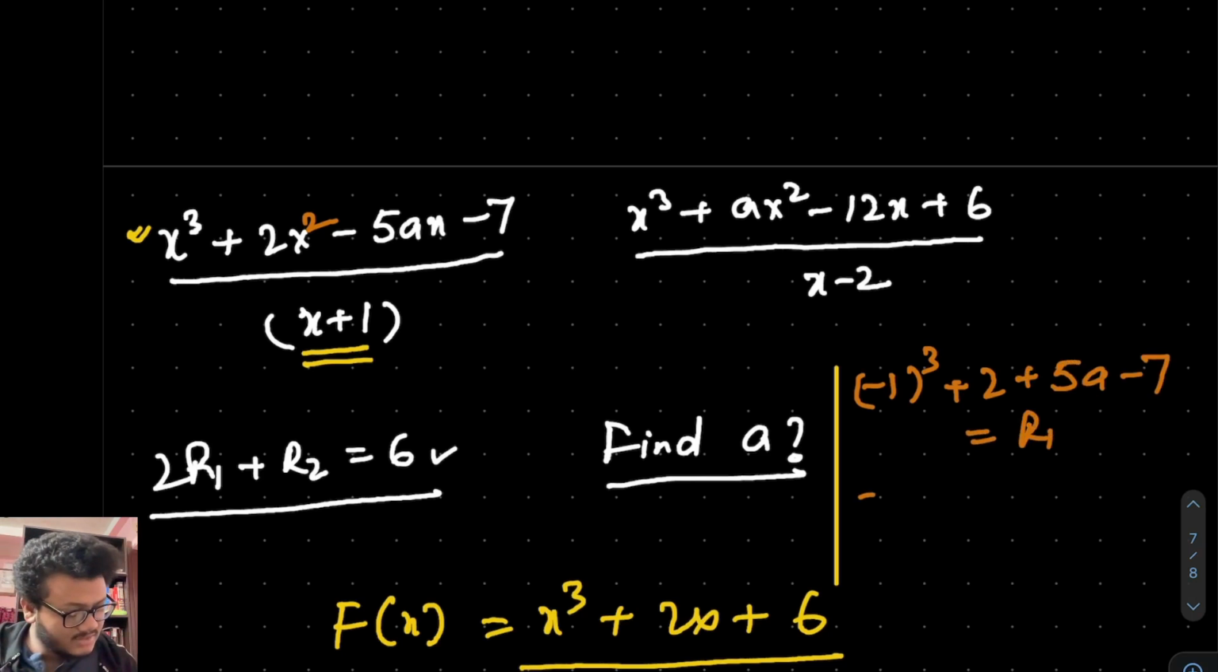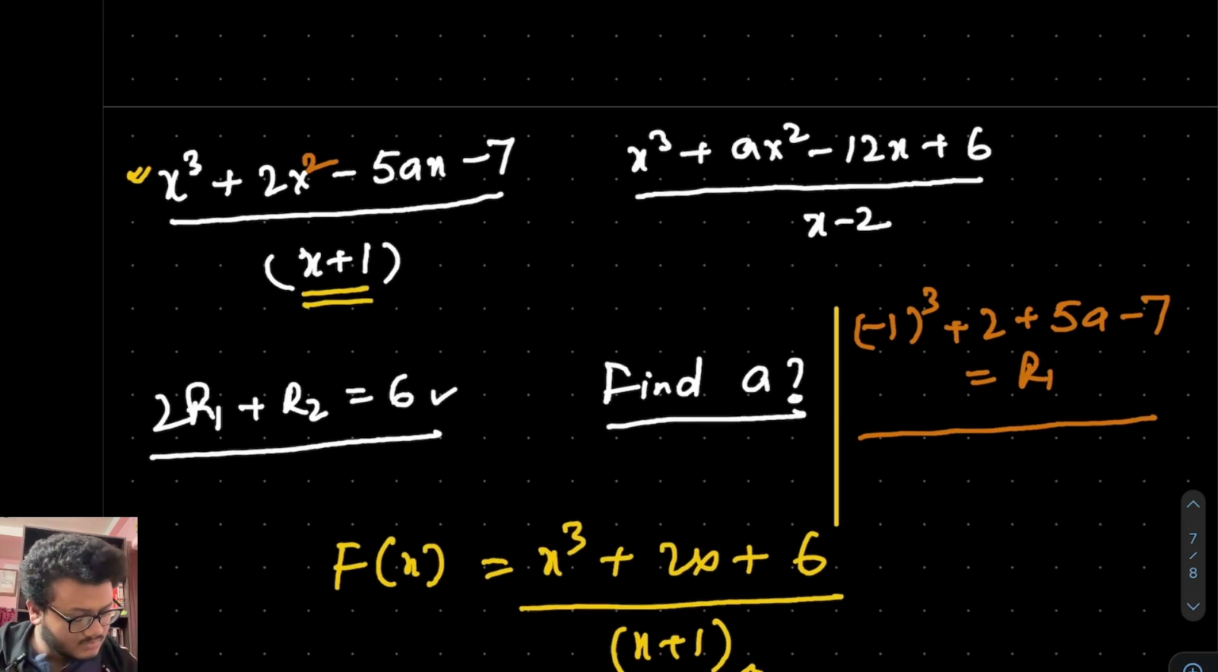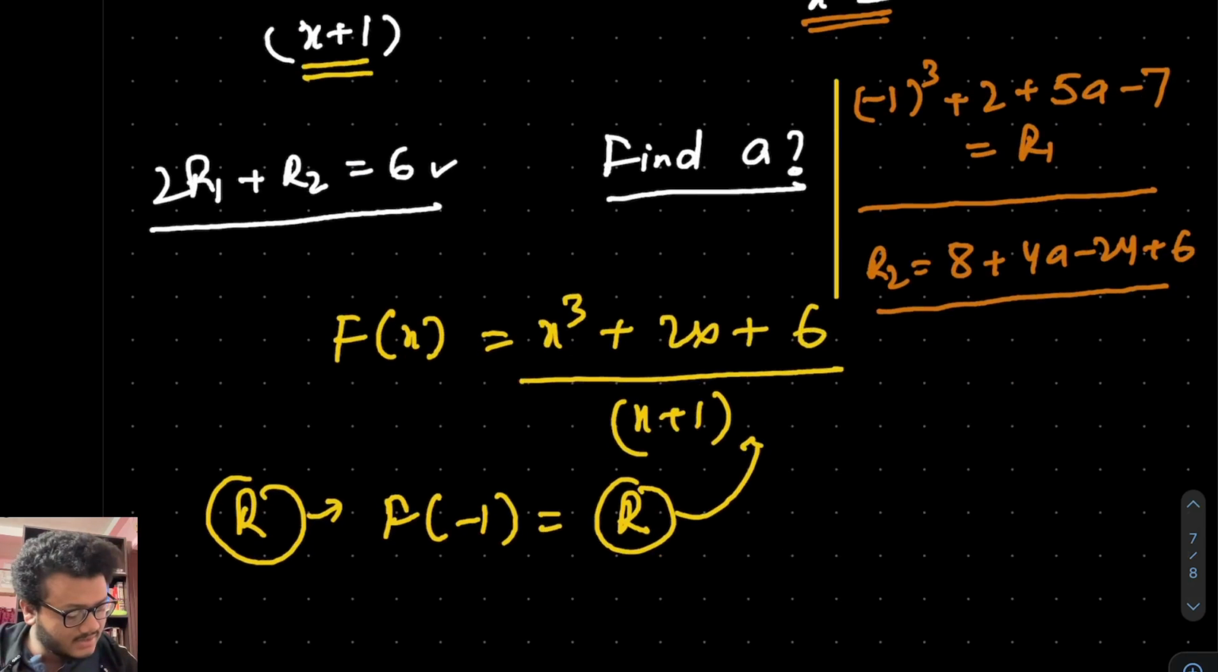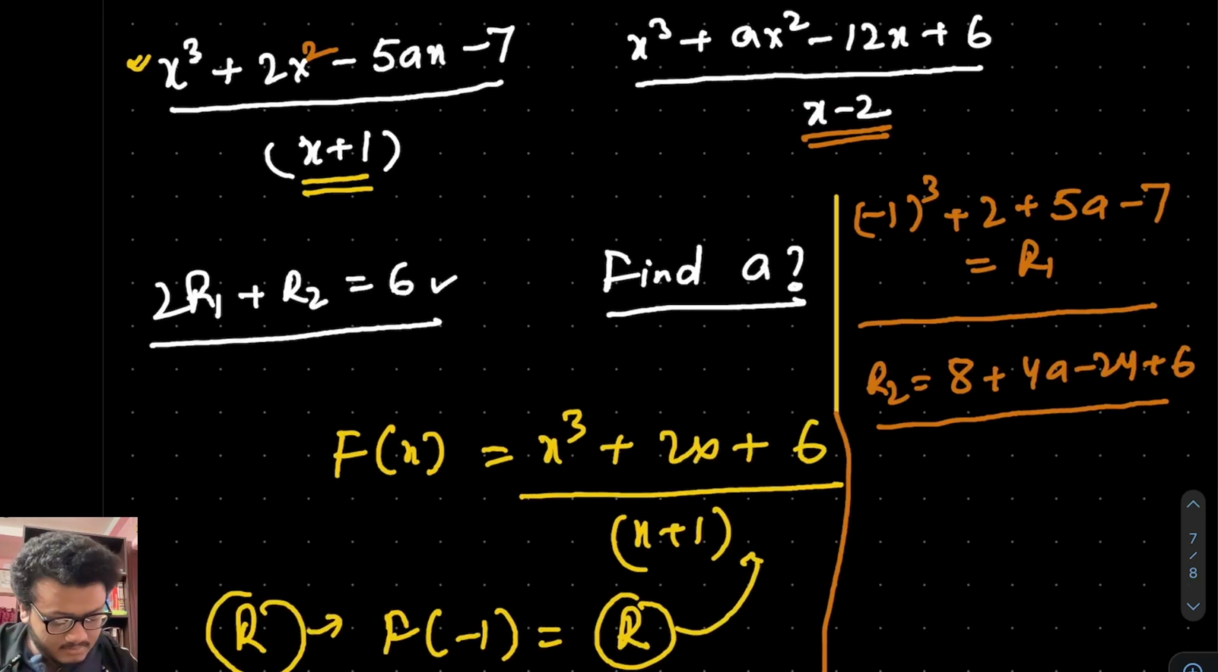And similarly, what is R2? R2 is this. You just have to put 2, and you don't need to actually divide. You just need to put 2, and then you will get the remainder. So what will be R2? 8 plus 4a minus 24 plus 6. This will be R2. And we are given that 2R1 plus R2 equals 6.